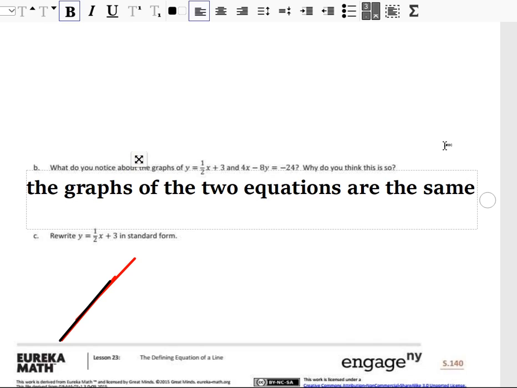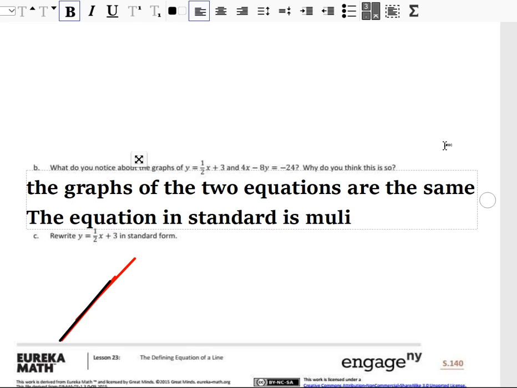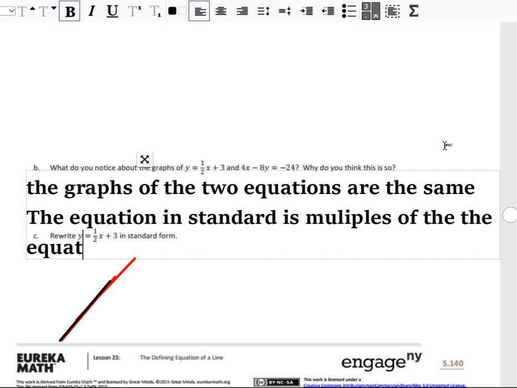Yeah, one of them, the equation in standard form is multiples of the equation in slope-intercept form.